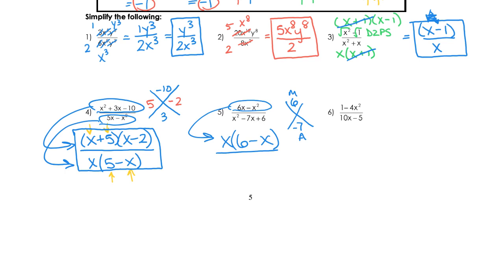Hopefully you know the numbers are 6 and 1. However, they're going to have to be negative 6 and negative 1 to get that negative 7 on the bottom and the positive 6 on the top. Okay. And it's an easy trinomial, so we can go right to our parentheses and factor it into (x minus 6)(x minus 1).